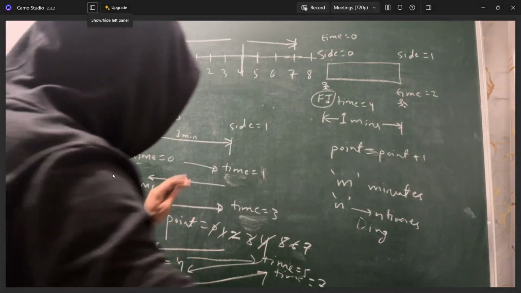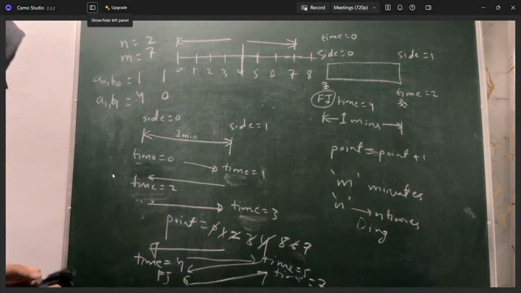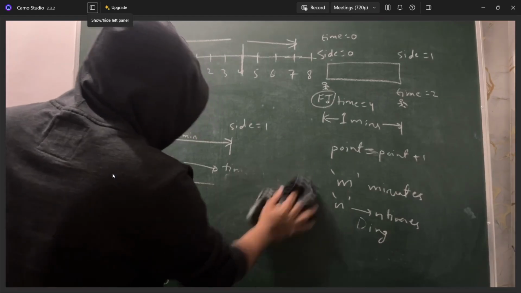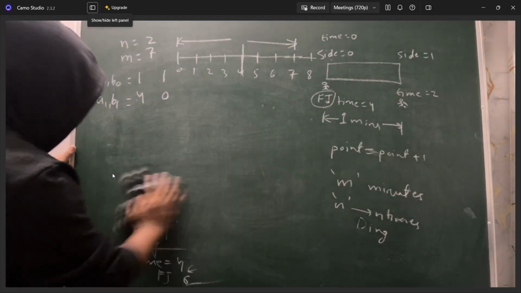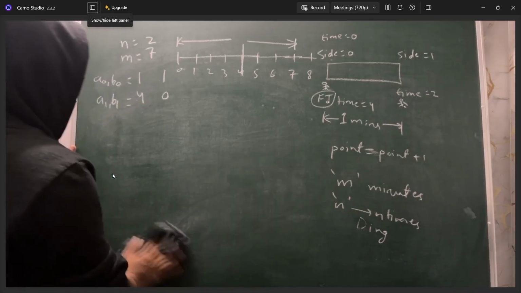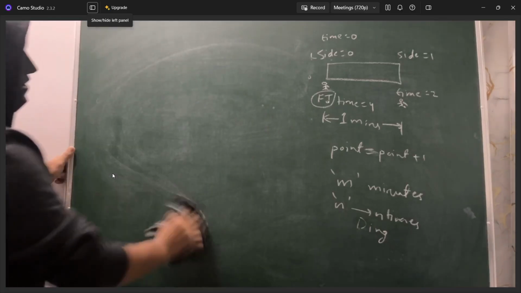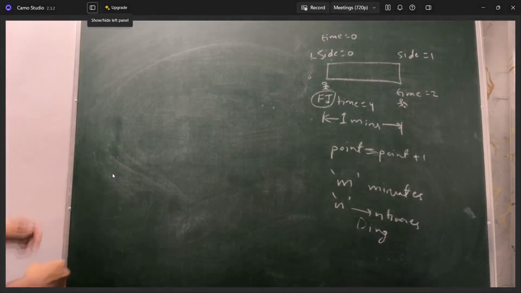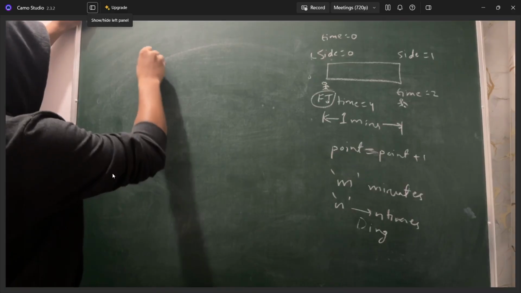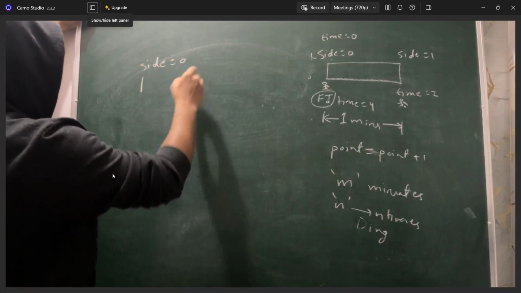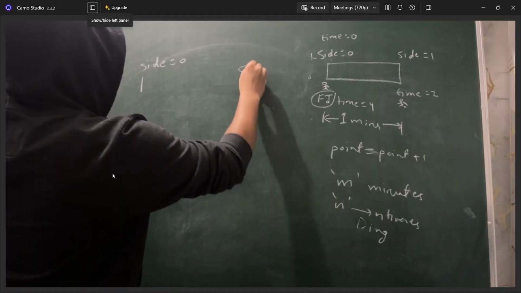I think you guys got to know what the problem statement is, and once you're clear with the problem statement, it is very easy to look at the solution. The solution will be simple only. The solution is like your initial side is 0 and you have side as 1.